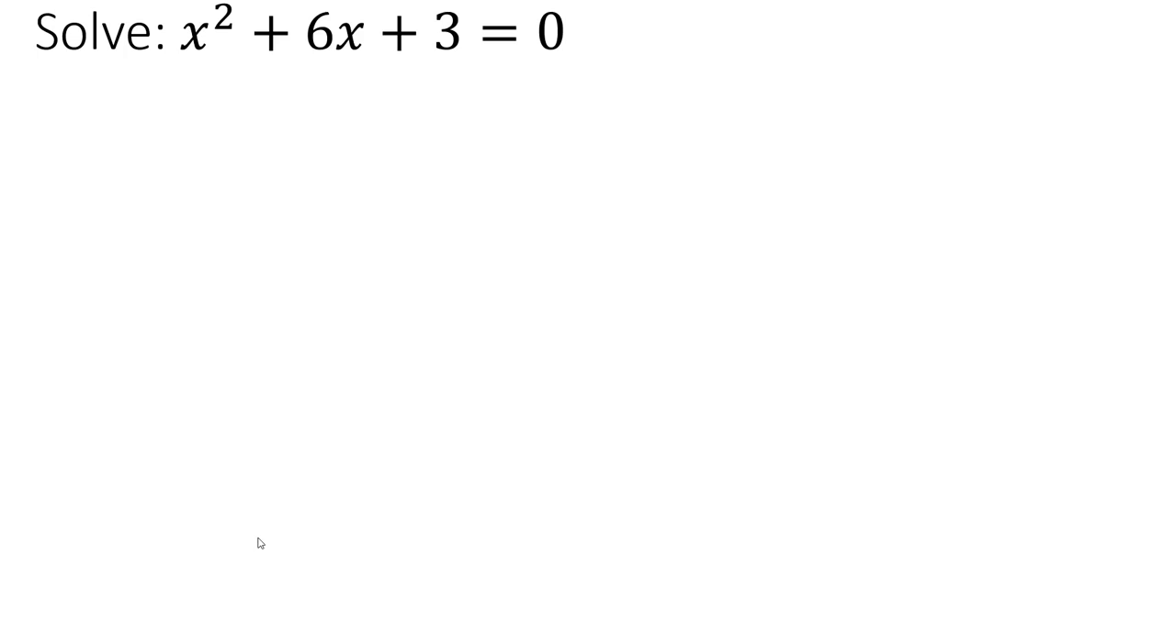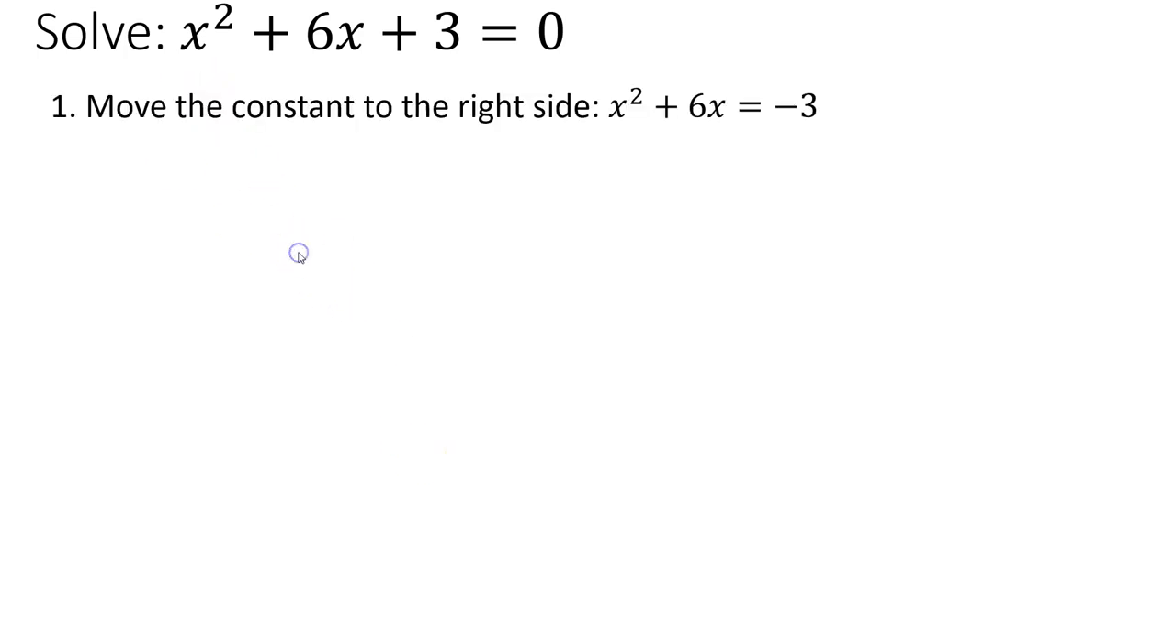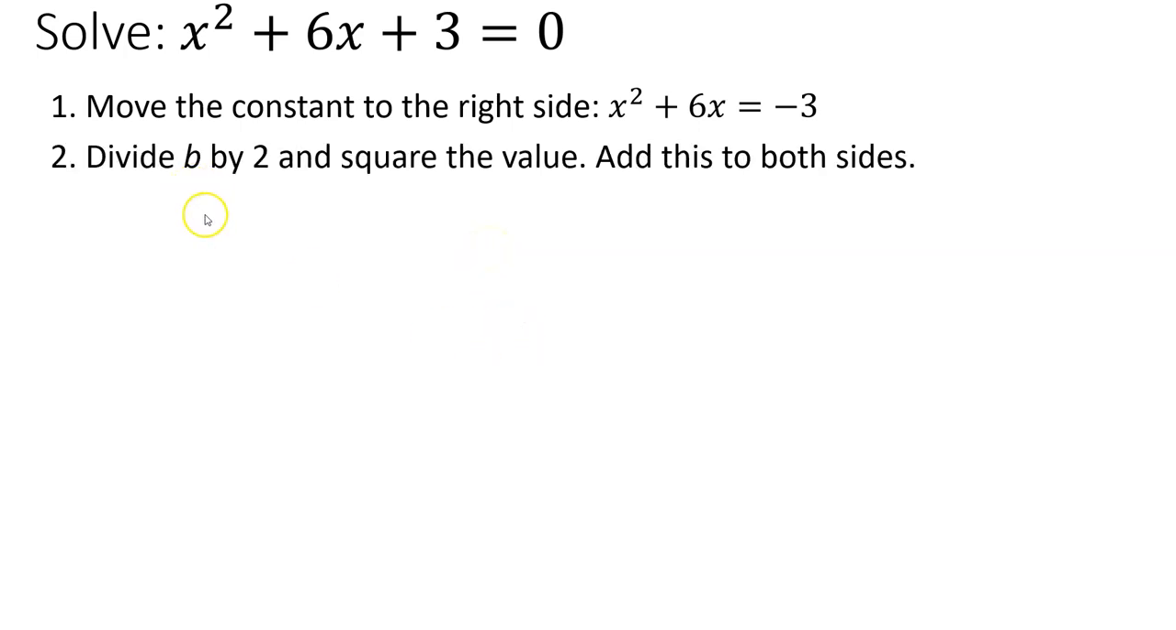So first, let's do a somewhat easy one where the coefficient of x squared is already 1. So x squared plus 6x plus 3 equals 0. Because a is already 1, we're going to start by moving the constant to the right side by subtracting 3 from both sides. So x squared plus 6x equals negative 3. Now I can divide b by 2 and square the value. We'll then add this to both sides.